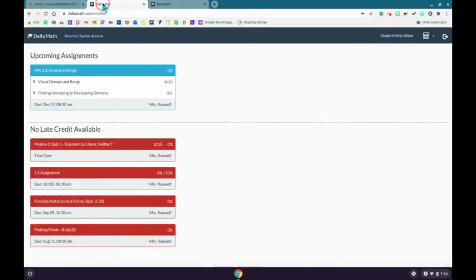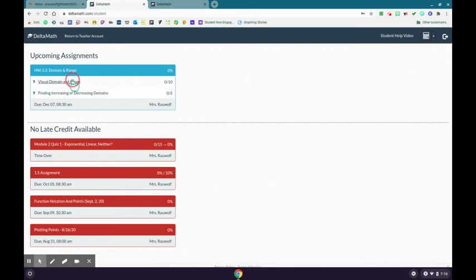So after you log in, you'll be brought to this page, and this is what it looks like for y'all. And you're going to be working on homework 3.2, domain and range. So it should be the one that's in blue. Everything in red is past due. You can't do those, but everything in blue you can.